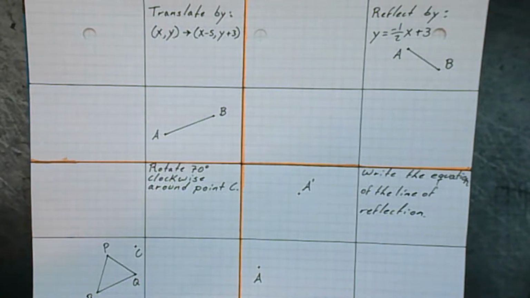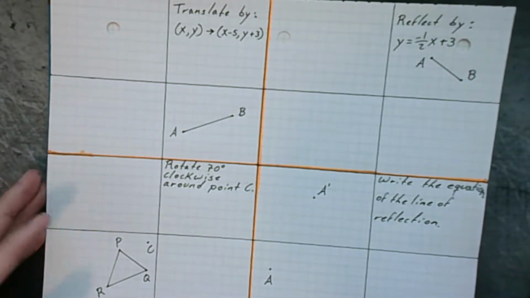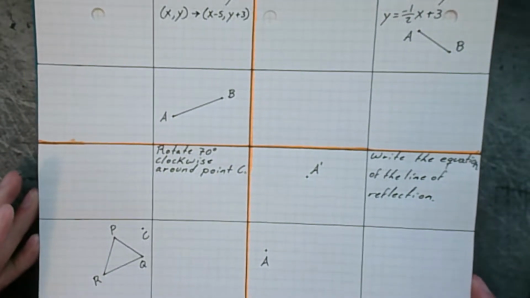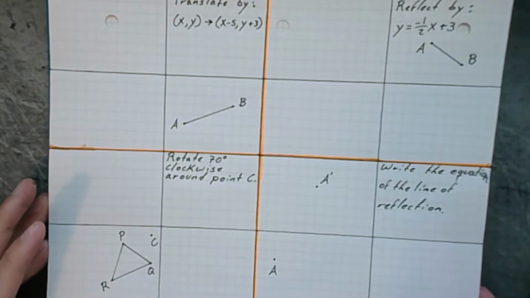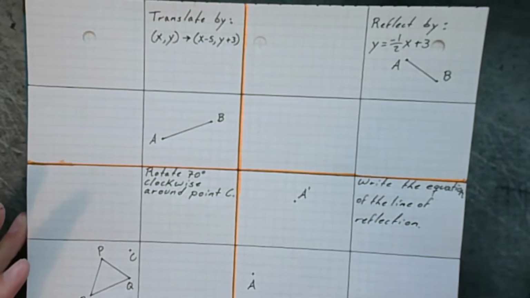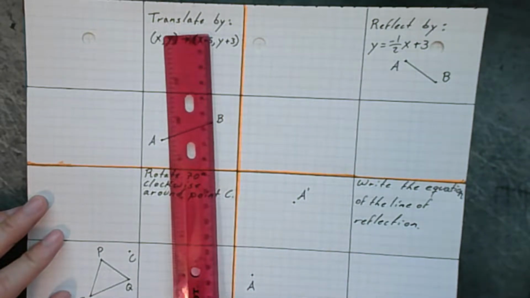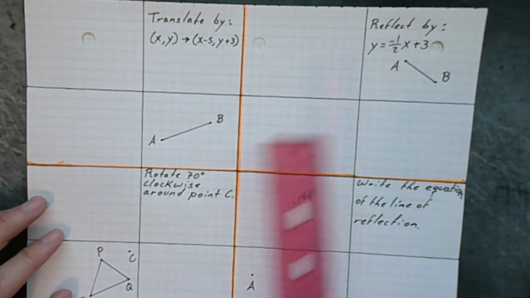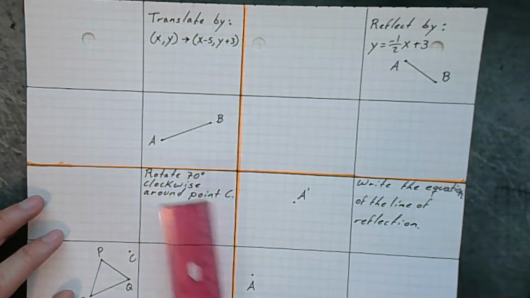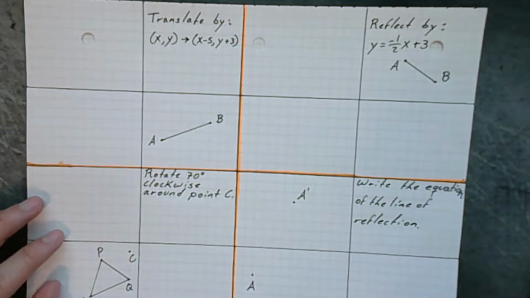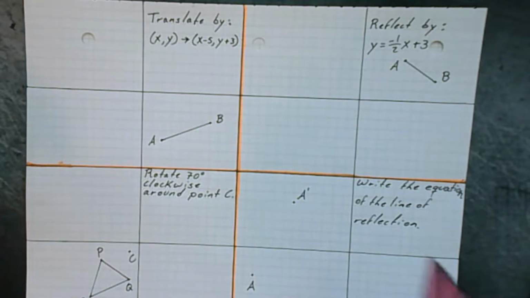Okay, guys, so here I have four problems that we covered in Unit 1. I'm going to be going over each one of them separately. The first one is the translation, the second one is the reflection, the third one is the rotation, and the last one is the reflection again. There were two variations of questions involving reflections.